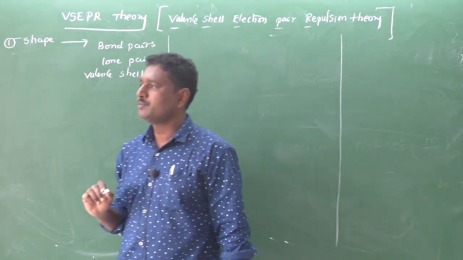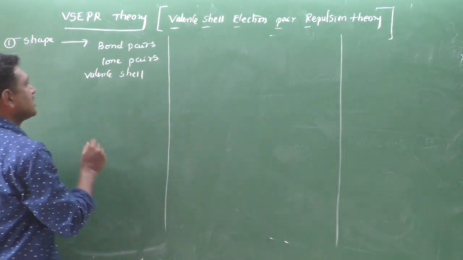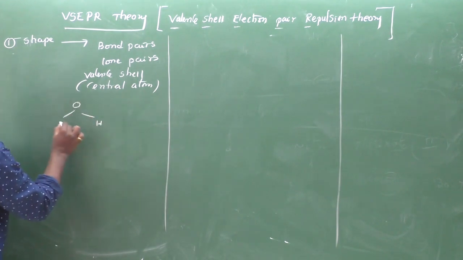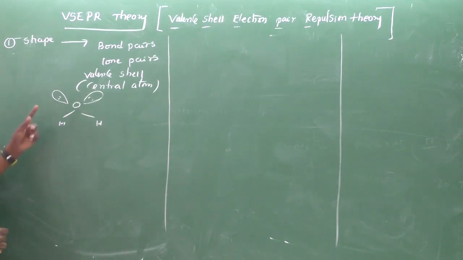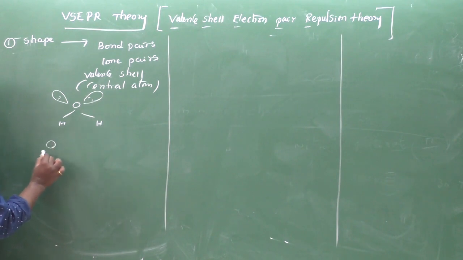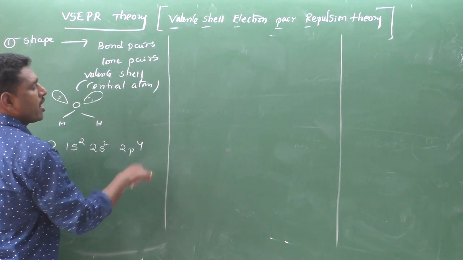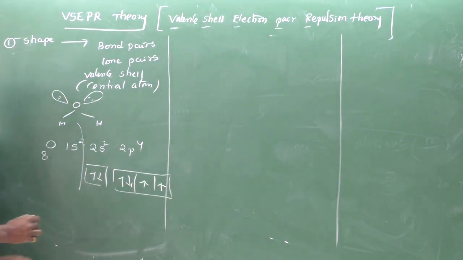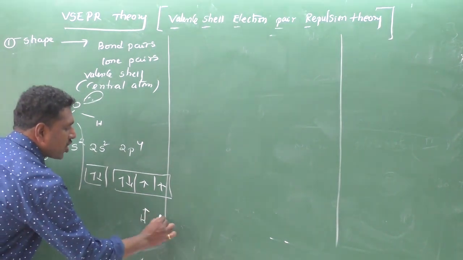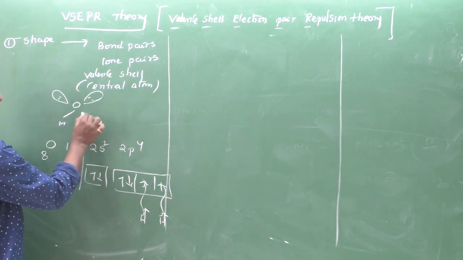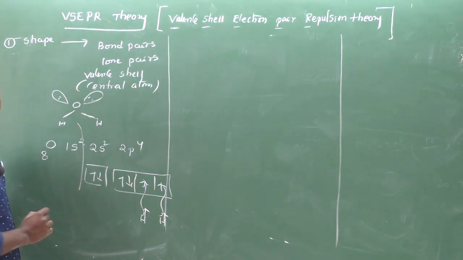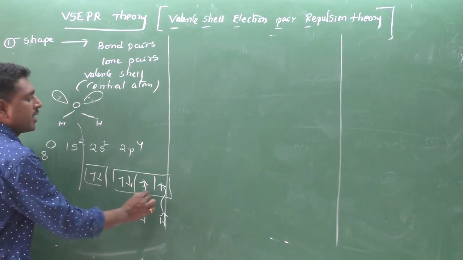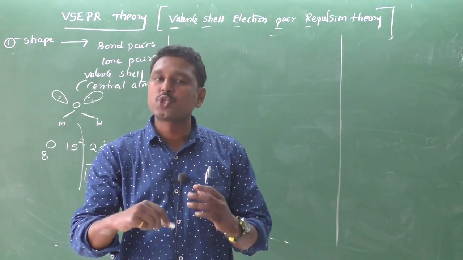For example, take the H2O molecule. In the valency shell, the central atom is oxygen, and this is the structure of the water molecule. Oxygen's atomic number is 8, electronic configuration 1s2, 2s2, 2p4. When oxygen bonds with hydrogen, hydrogen contributes 1 electron; these two are considered bond pairs and these two are lone pairs. So after formation of H2O, there are two lone pairs as well as two bond pairs in the valency shell.